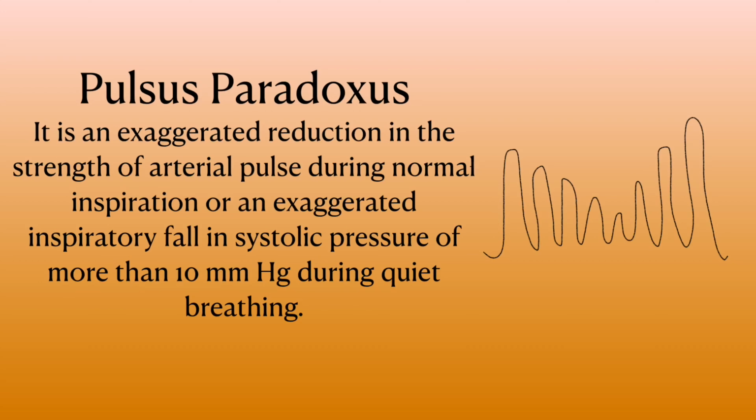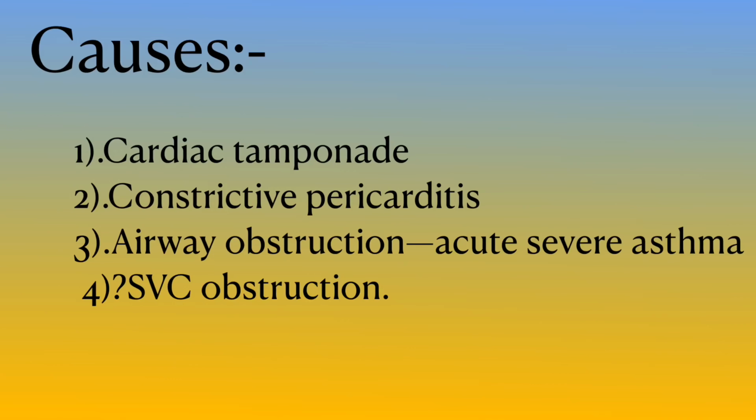Then coming to pulsus paradoxus. It is an exaggerated reduction in the strength of arterial pulse during normal inspiration or an exaggerated inspiratory fall in systolic pressure of more than 10 mmHg during quiet breathing. The causes are cardiac tamponade, constrictive pericarditis, airway obstruction seen in acute severe asthma, and superior vena cava obstruction.